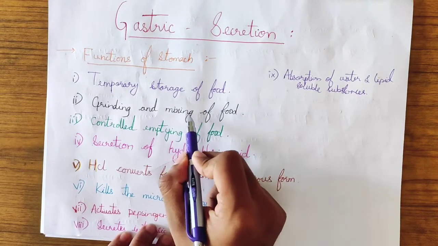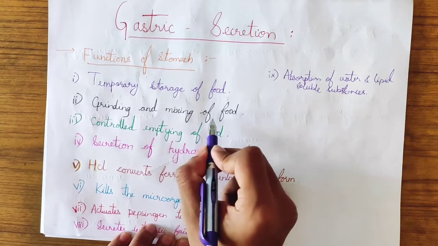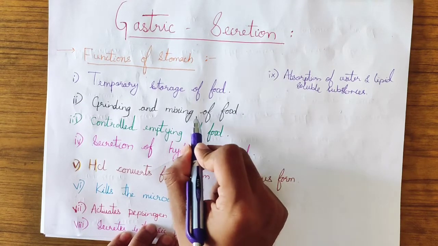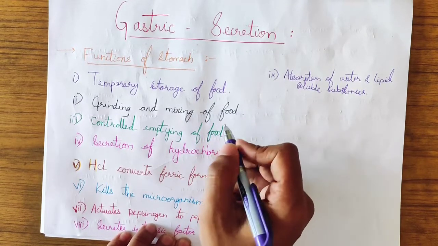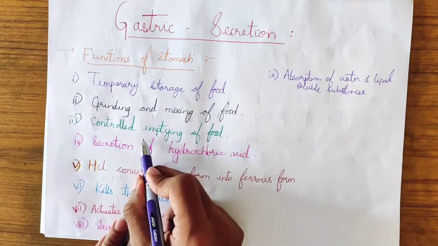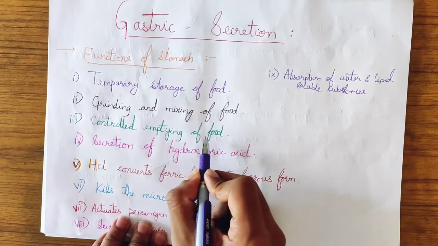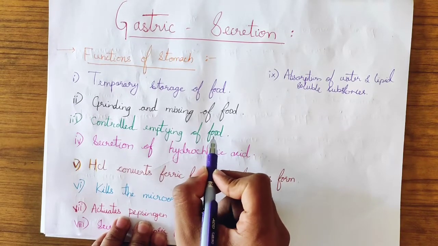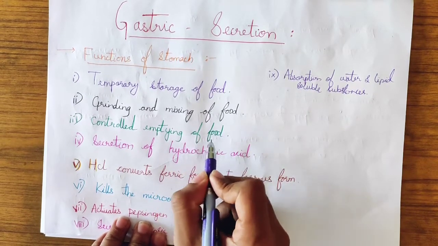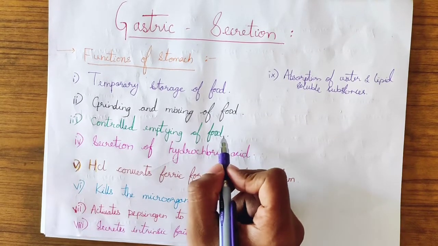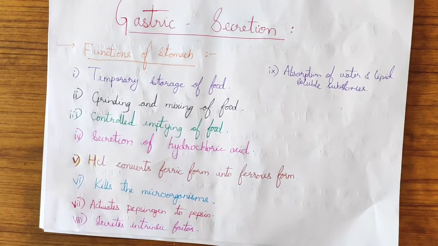The food which is digested in the stomach is mixed properly and forms chyme. It is mixed with the HCl and the pepsin secretion of the stomach. The next one is the controlled emptying of the food. It delays the fast emptying of the food into the small intestine and makes it a controlled rate. This ensures that the small intestine is well maintained and does not overexpand.